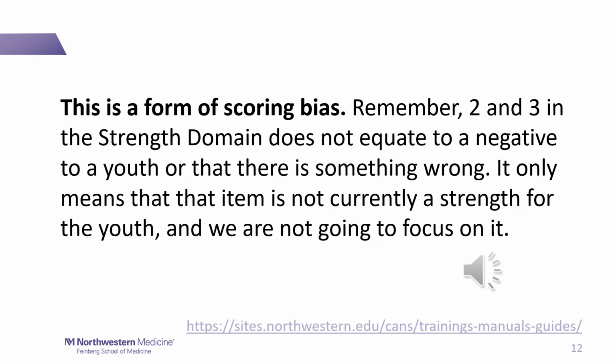This is a form of scoring bias. Remember, 2 and 3 in the strengths domain does not equate to a negative to a youth or that there is something wrong. It only means that that item is not currently a strength for the youth and we are not going to focus on it. Remember, CANS scores are not a judgment of the person, but should accurately reflect a need or a strength. Your experiences or connections to a youth or caregiver may make it difficult to remove biases when scoring an item.